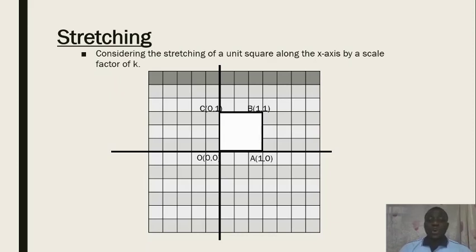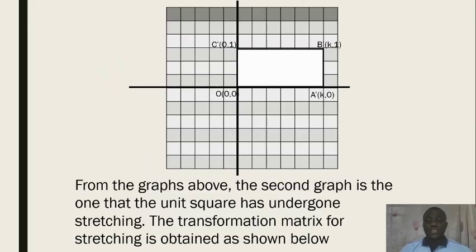When you stretch the object along the x-axis, you find that the points O and C will not extend. The only points that will extend are A and B. Line AB will now make this square look like a rectangle.